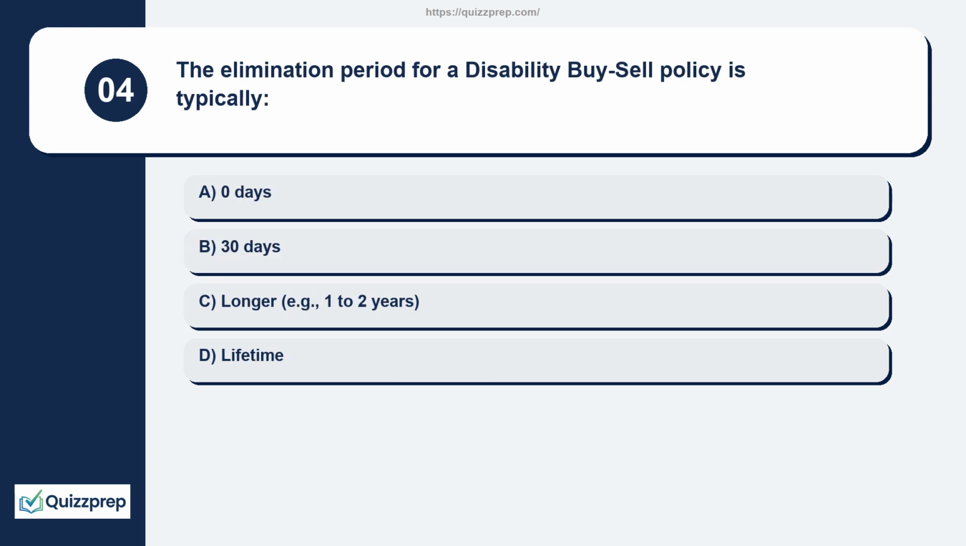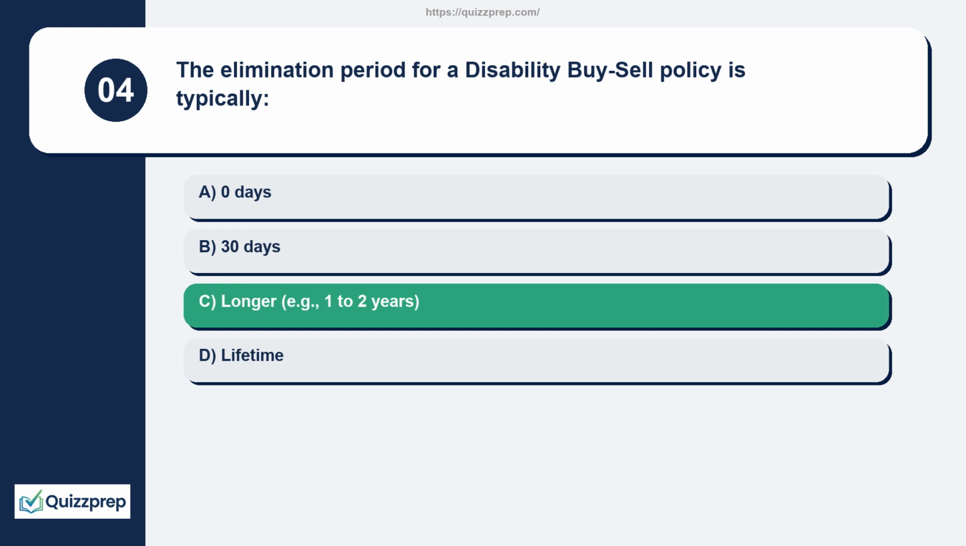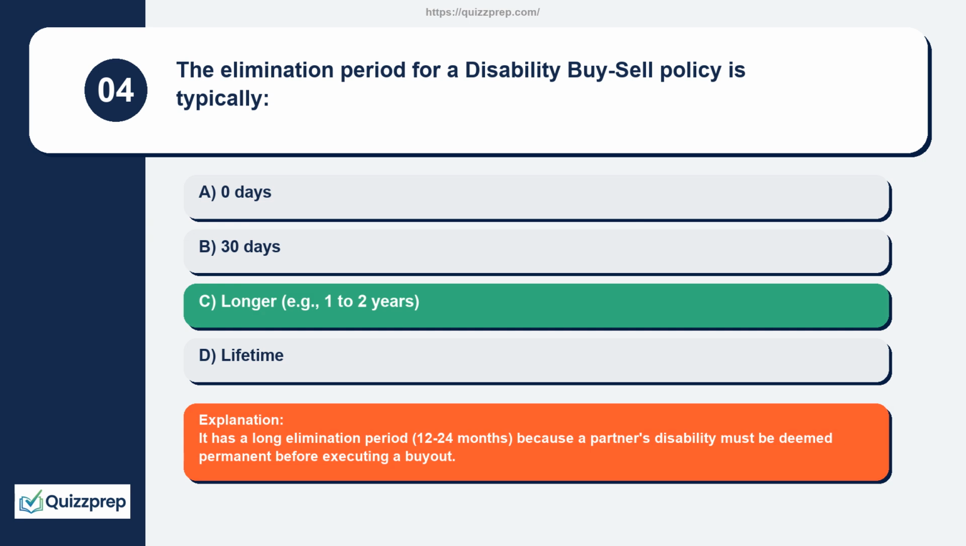Question 4. The elimination period for a disability buy-sell policy is typically 0 days, 30 days, longer, example 1 to 2 years, lifetime. It has a long elimination period, 12 to 24 months, because a partner's disability must be deemed permanent before executing a buyout.